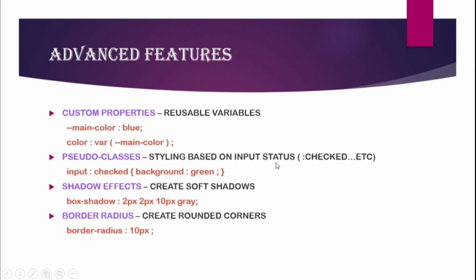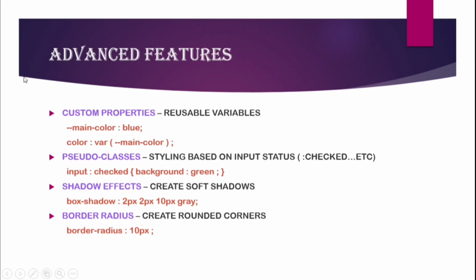Then we have pseudo classes, styling based on input status. Pseudo classes are nothing but, for example, checked, or you can see input. This input is in the form elements, we have the input tags, right? So in a form element, if there is a checking value, this check is the status of that particular input tag. So you click a button, and it will activate a tick mark on it, which means you have clicked that particular button.